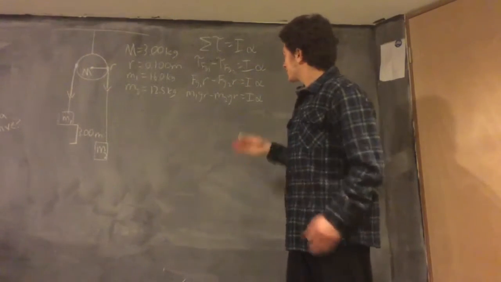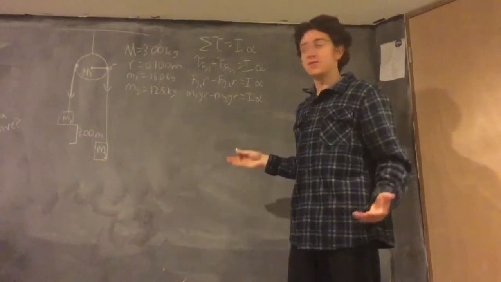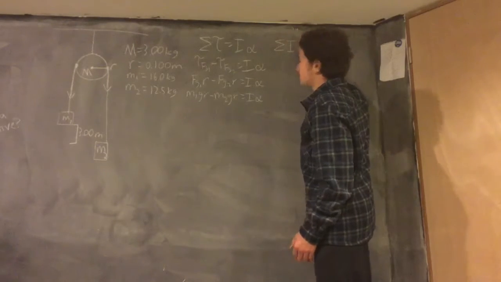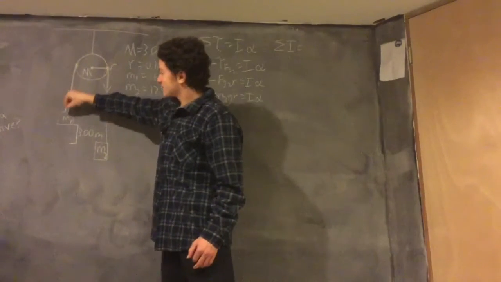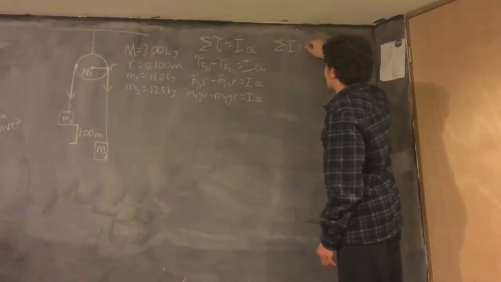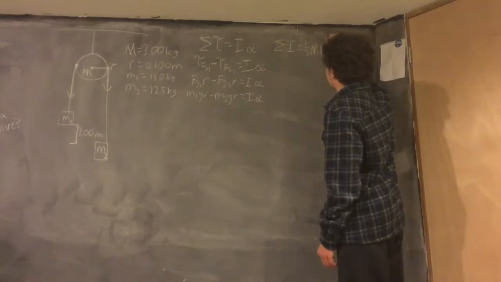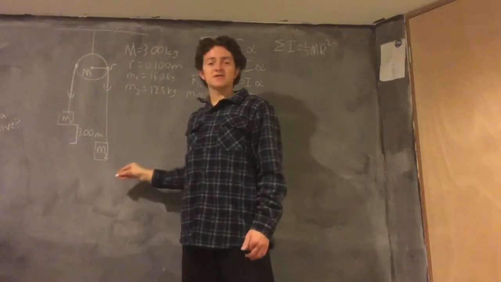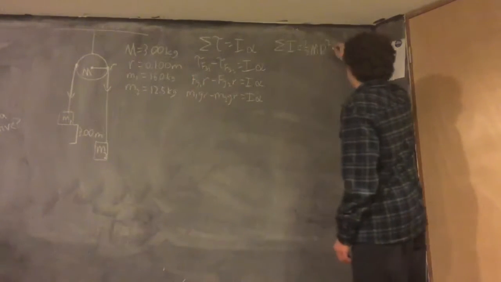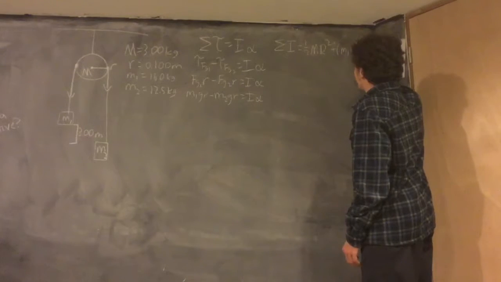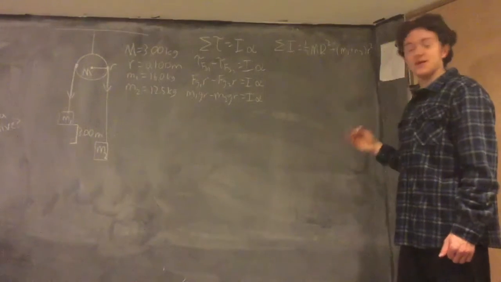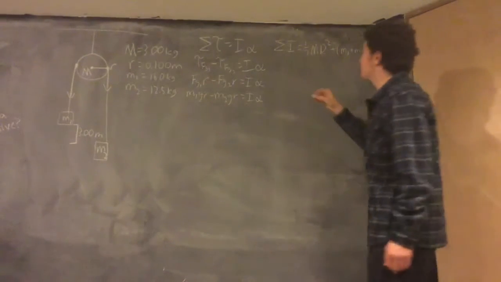Now, we could solve for acceleration, but we need to know the moment of inertia. The net moment of inertia is going to be the moment of inertia of the disk plus the moment of inertia for mass 1 and the moment of inertia for mass 2. For a disk, it's just 1/2 mr squared. And for each of the masses, it would just be the mass times the radius squared. So I'm going to write this as m1 plus m2 times the radius squared. Now that we have this equation, we can substitute in our known values.